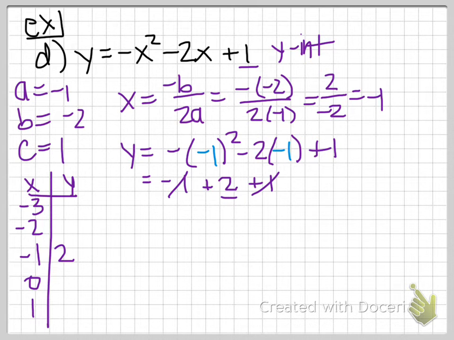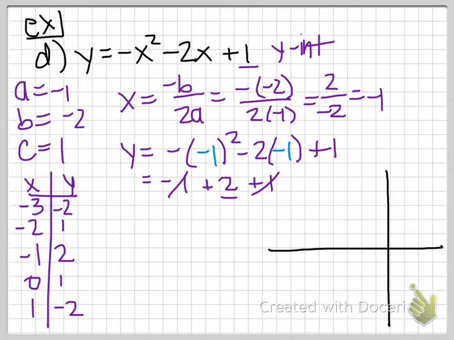So to plot my points, I have a -3, -2, -2, 1, a -1, 2, and again, I've now hit my axis of symmetry, so I know all my points are going to reflect on either side of this, and I have 0, 1, and I have a 1, -2. Now this time when I go to add the y-intercept, it already is on there. The coordinate 0, 1 is already there, so I don't have any extra points to add to my picture.